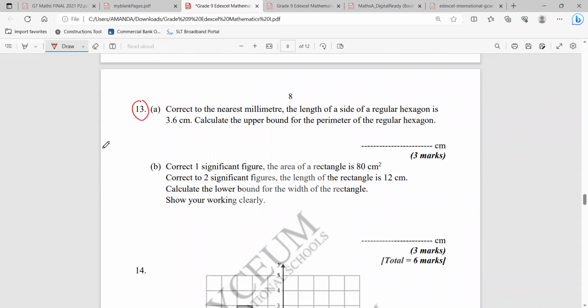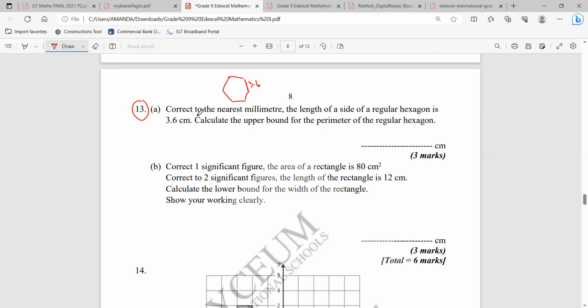Question number 13. Correct to the nearest millimeter. The length of a side of a regular hexagon is 3.6. The hexagon has 6 sides, so one side is 3.6. Correct to the nearest millimeter. Calculate the upper bound for the perimeter of the regular hexagon.